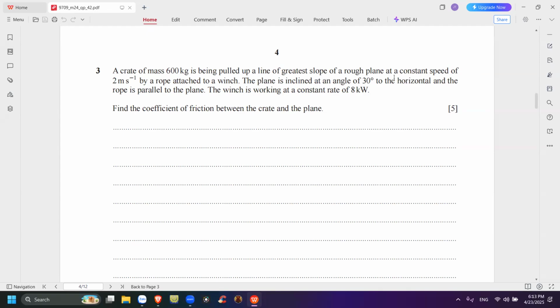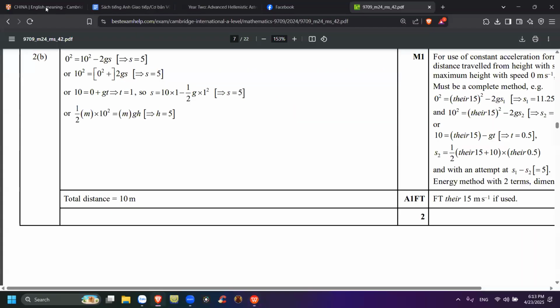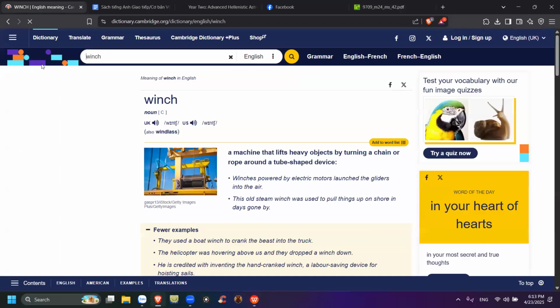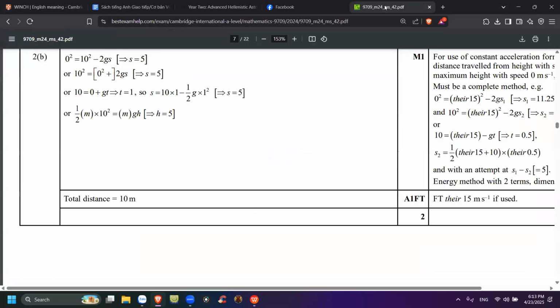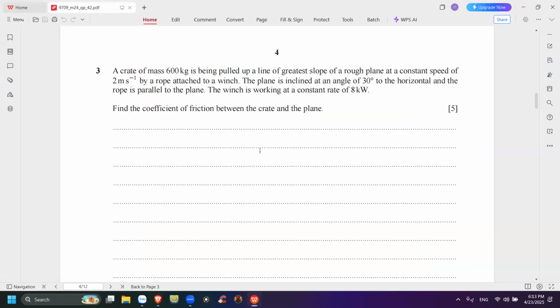So of course acceleration is zero. But v constant is 2 meters per second. And by a rope attached to a winch. Được kéo lên với một cái sợi dây thừng mà nó được kết nối với một cái winch. What is a winch? I forgot. Winch. It's this one. Nó gọi là cái gì ta? Máy kéo. Một cái dạng máy kéo vật thể nặng. It's like a machine that pulls up a very, very heavy object, something like that.